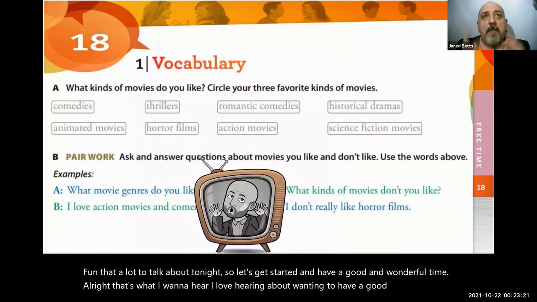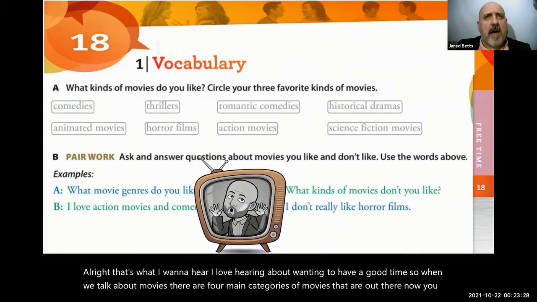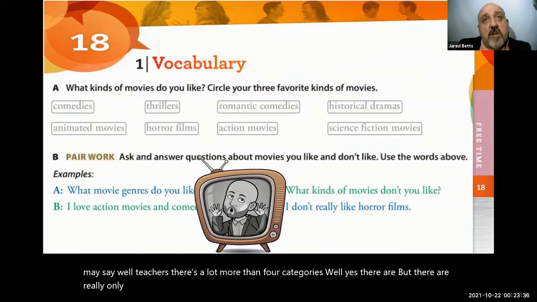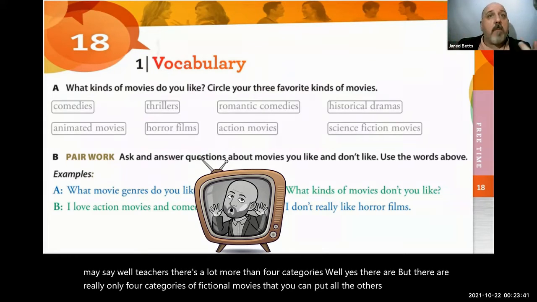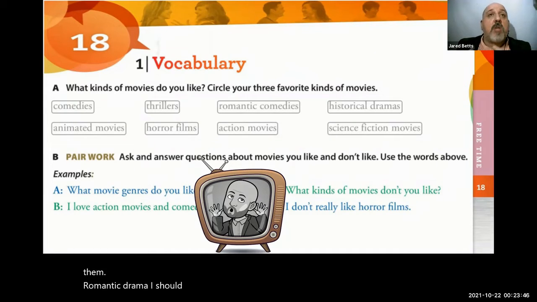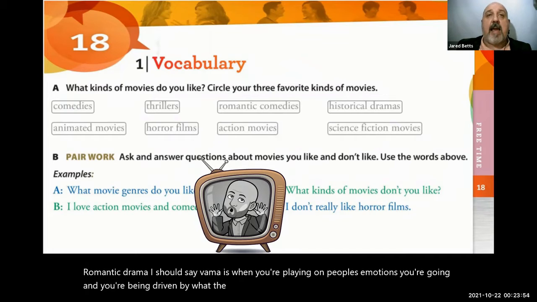So, when we talk about movies, there are four main categories of movies that are out there. Now, you may say, oh, teachers, there's a lot more than four categories. Well, yes, there are, but there are really only four categories of fictional movies that you can put all the others into. One of them, romantic, drama, I should say. Drama is when you're playing on people's emotions, you're being driven by what the characters say in the story. That is what drama is.